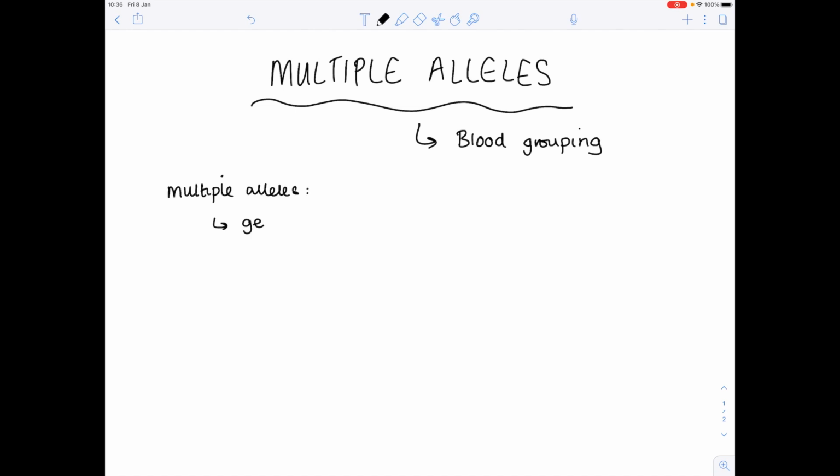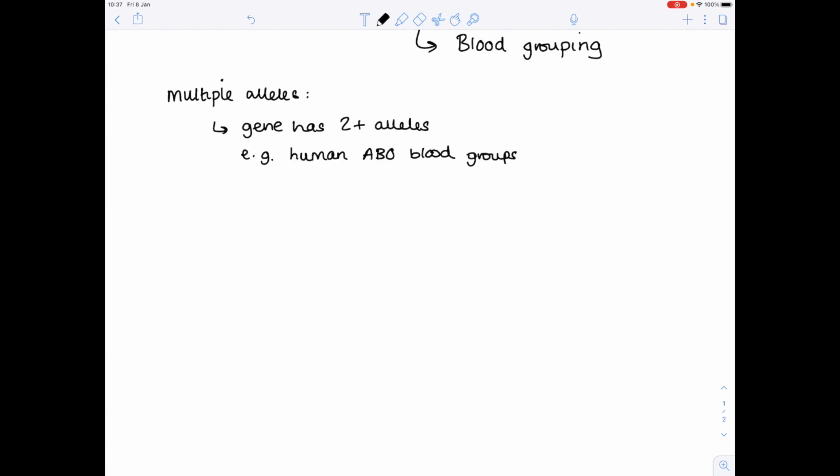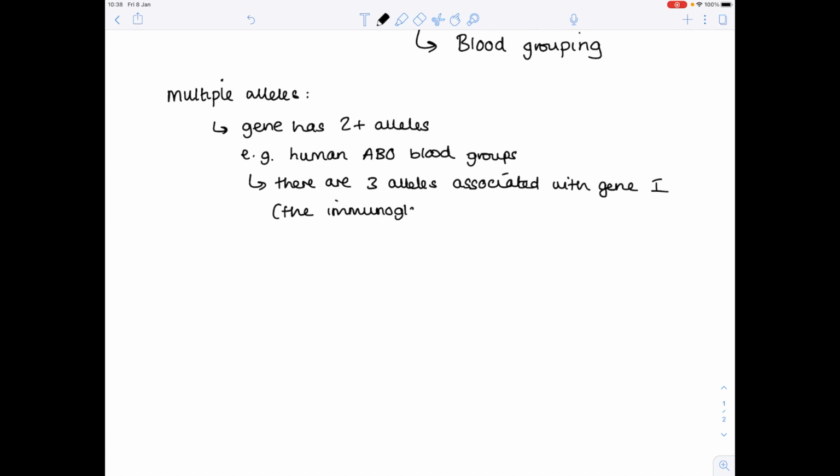So first of all, let's start by defining the term multiple alleles. And this is when a gene has more than two alleles. And a good example of this is human ABO blood groups. Now there are three alleles associated with the gene I, which stands for the immunoglobulin gene. And this leads to the presence of different antigens on the cell surface membrane of red blood cells.